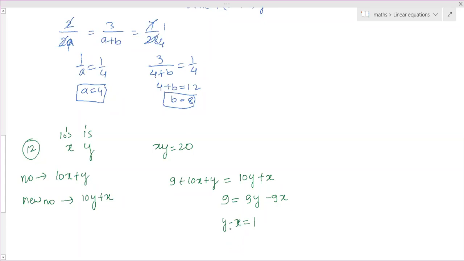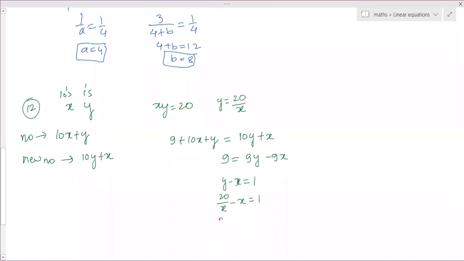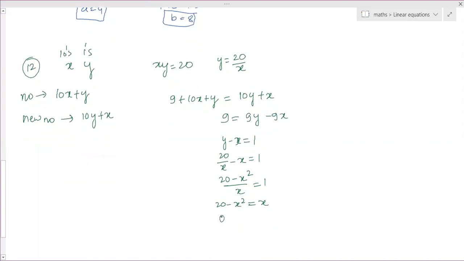Now use the substitution method, because here we have a product, so we cannot use the elimination method. So y is equal to 20 by x. So 20 by x minus x is equal to 1. You will get the quadratic equation. 20 minus x square by x is equal to 1. 20 minus x square is equal to x. So 0 is equal to x square plus x minus 20.